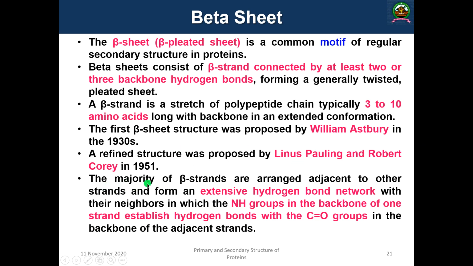So the majority of the beta strands are arranged adjacent to other strands to form an extensive hydrogen bond network with their neighbors, in which the amino groups in the backbone of one strand establish hydrogen bonds with the CO groups in the backbone of the adjacent strand. I know that you did not understand. We will see this one.